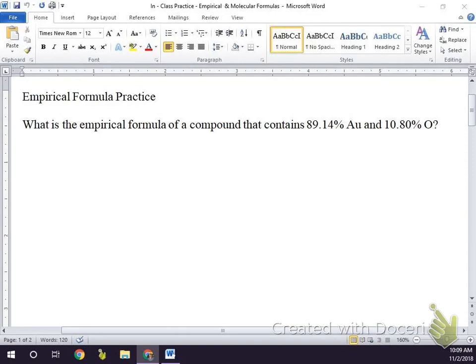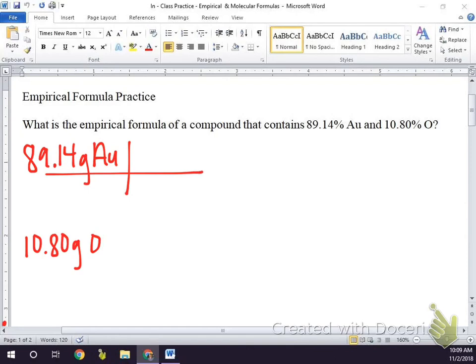So what's our first step if we start in percent? We just switch it to grams. So that means I start with 89.14 grams of gold, and I start with 10.80 grams of oxygen. Okay, and I write them spaced out a little bit like that because I know I'm going to convert to moles. So I'm just giving myself some room to write my T-chart.